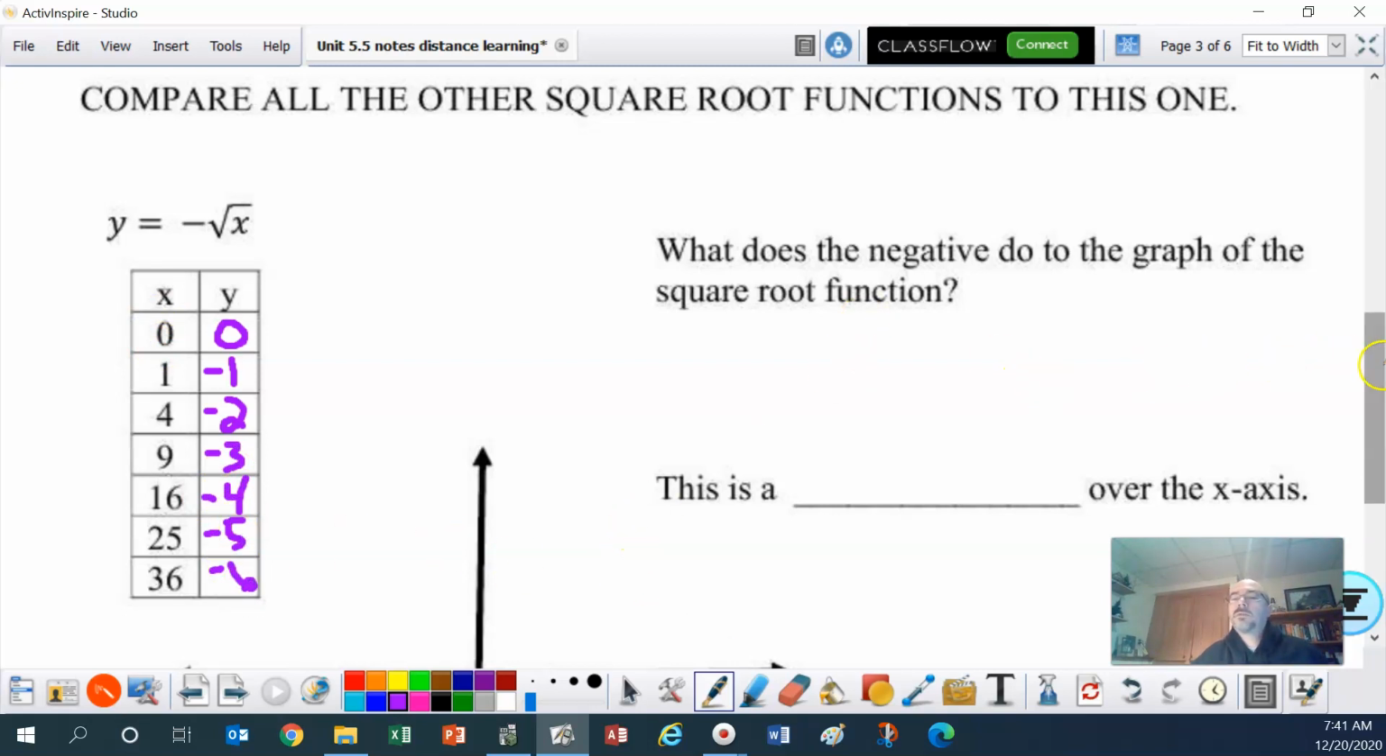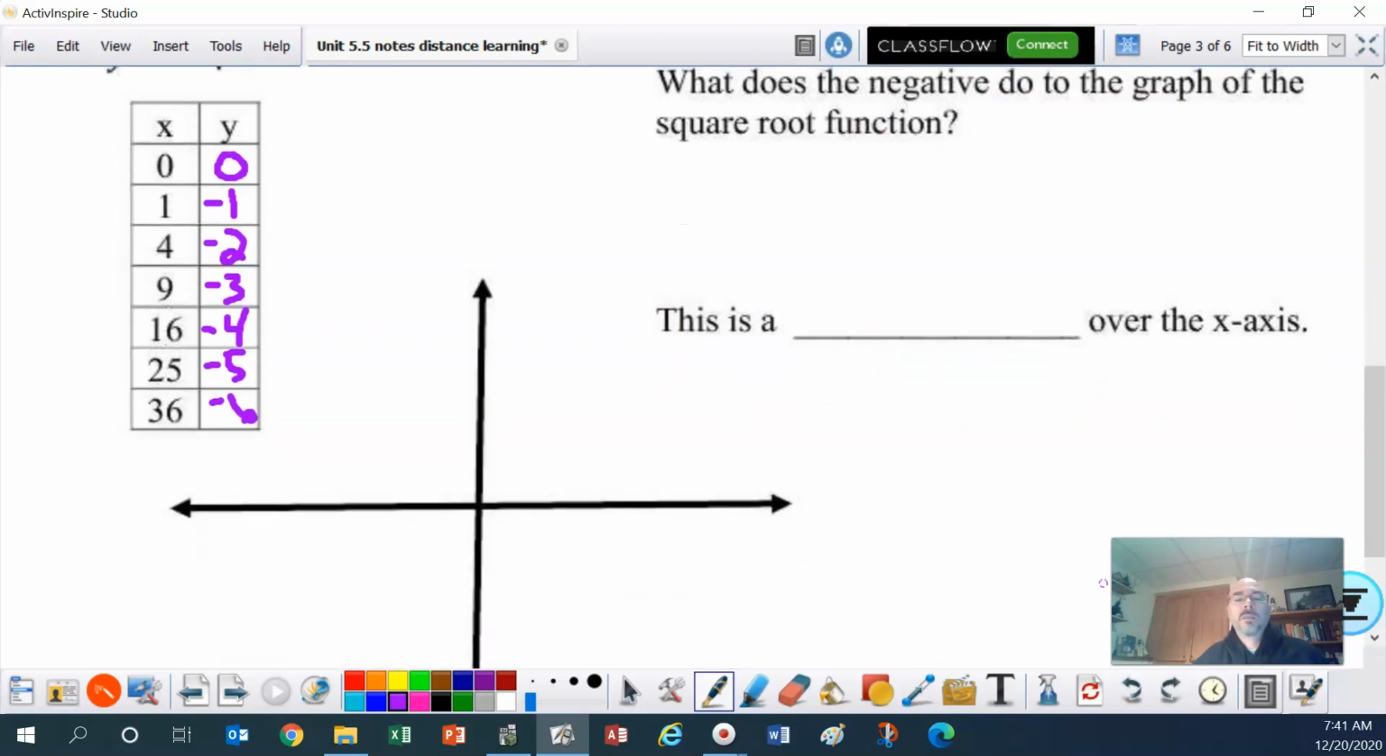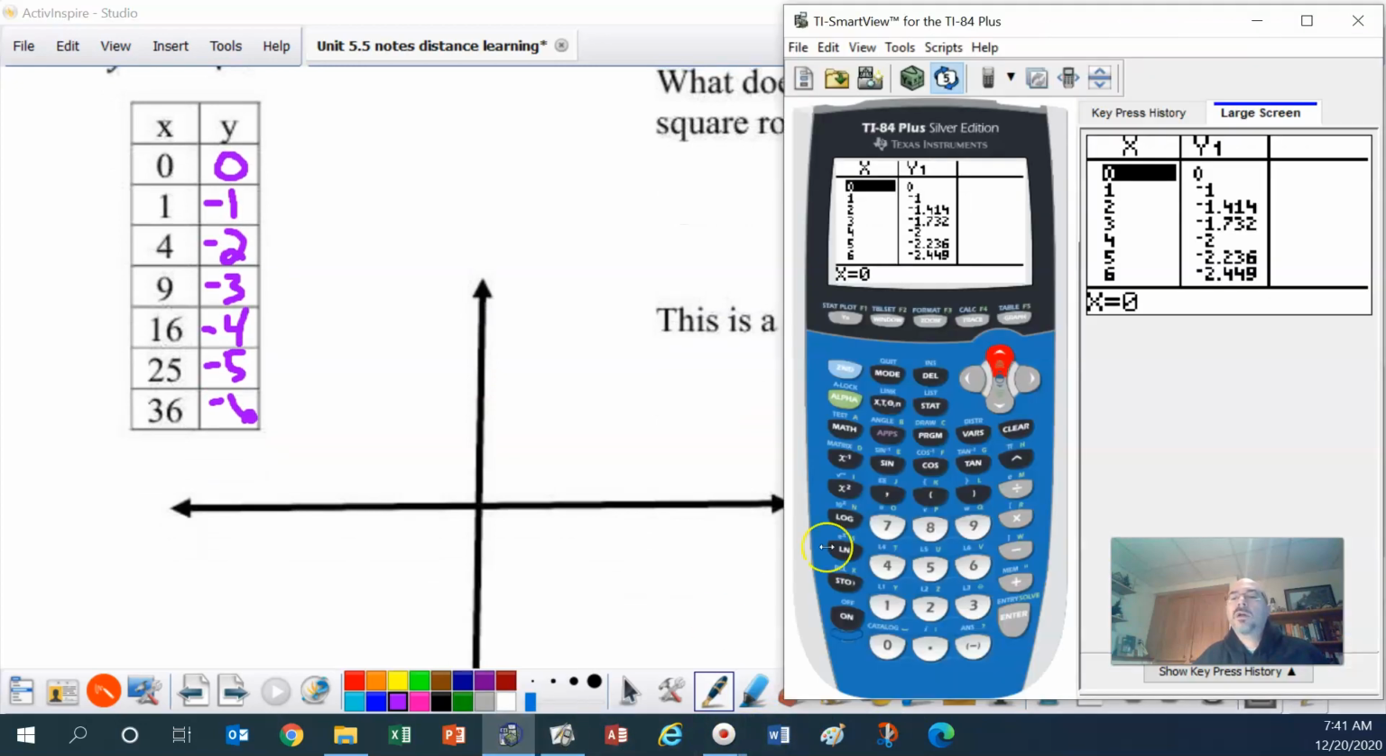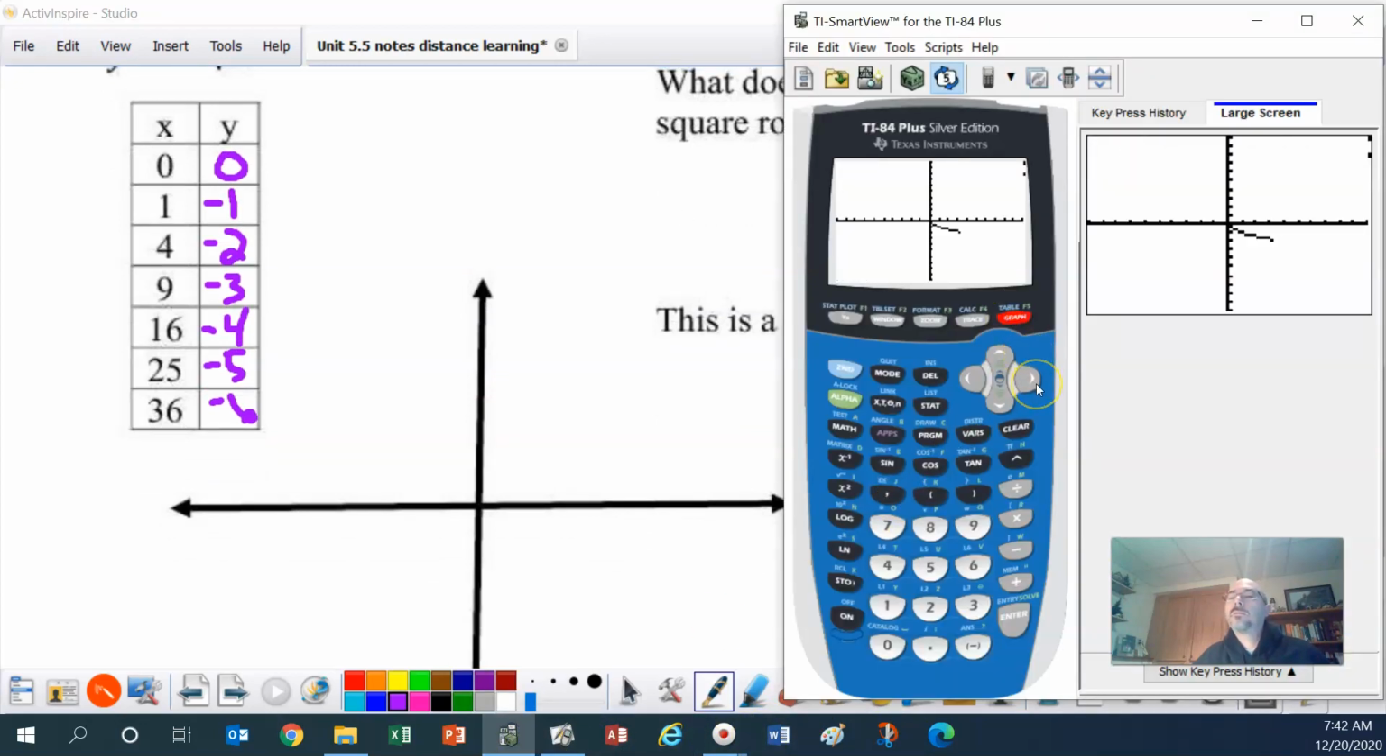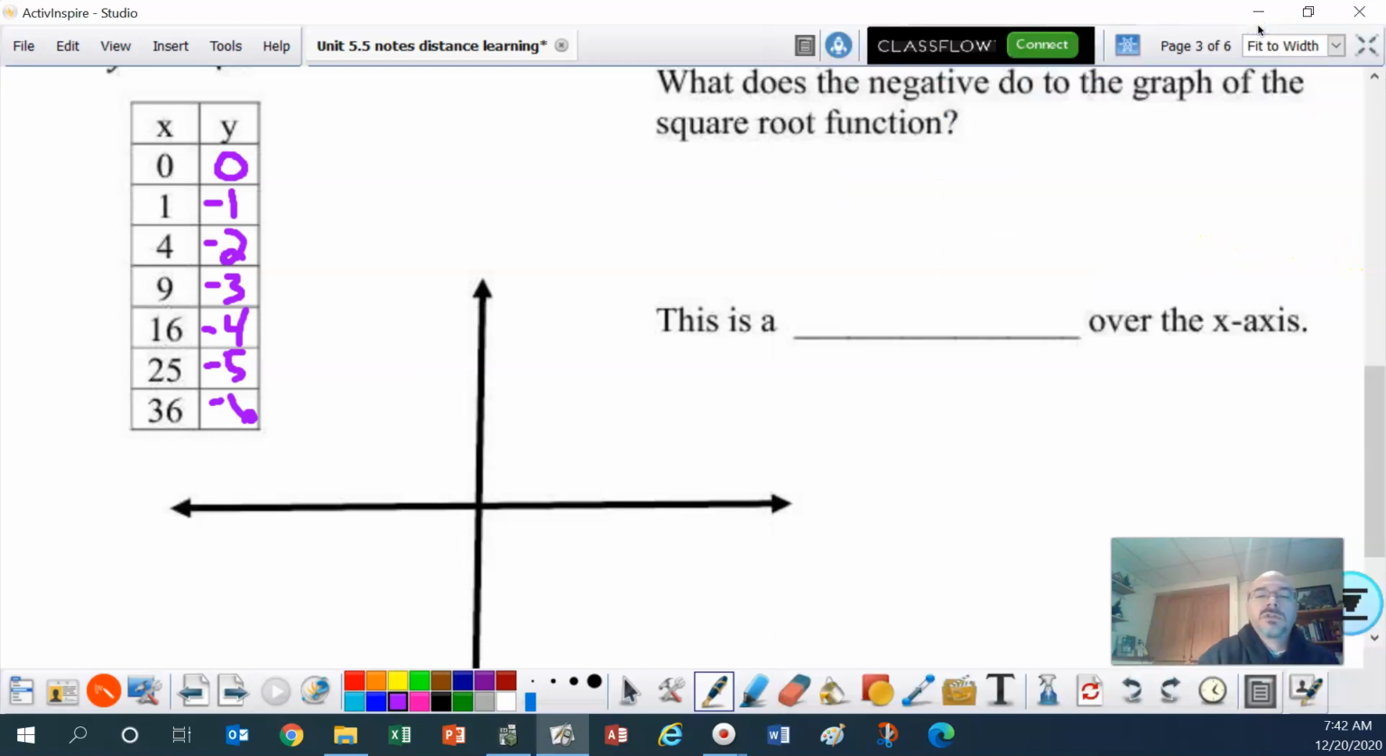All right, so before I answer this question, I'm going to go ahead and sketch this graph right here. So let's take a look at the graph. On your calculator, let's hit the graph button. Oh, look at that. It's now curving down like that. Interesting. All right, so it still starts right here at 0, 0. Please mark that. And then it curves down like this. Okay, so what does the negative do to the graph of the square root function? Well, it causes it to be a reflection over the x-axis.